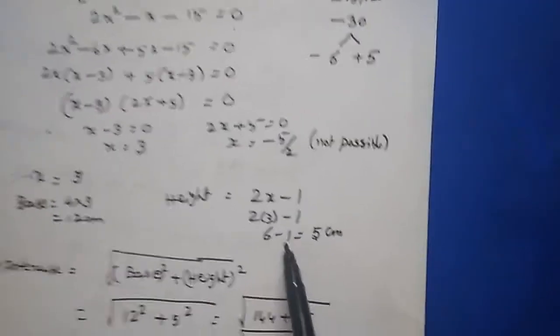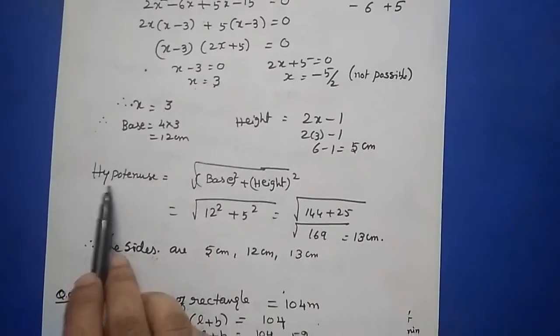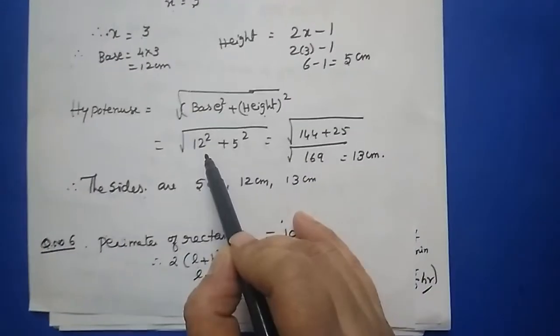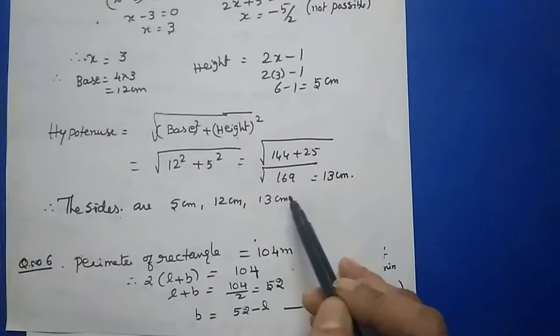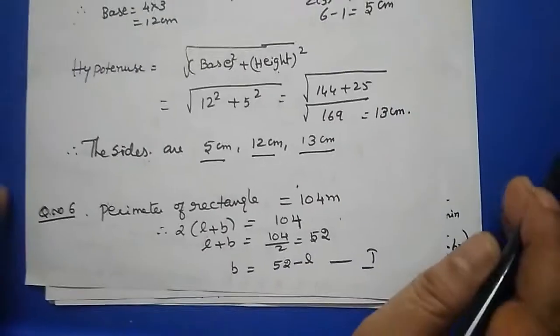You want the hypotenuse. All of you know the Pythagoras theorem. By using Pythagoras theorem, hypotenuse is equal to root of base squared plus height squared. Root of 12 squared plus 5 squared, root of 169 is equal to 13 centimeter. Therefore, the sides are 5 centimeter, 12 centimeter and 13 centimeter.